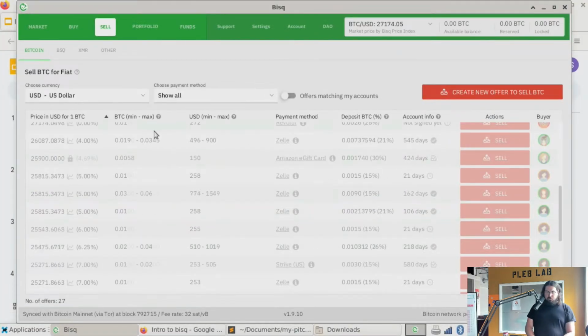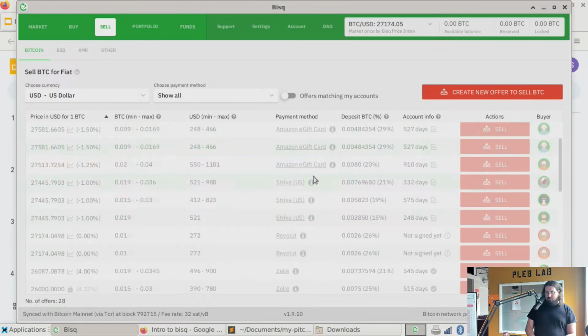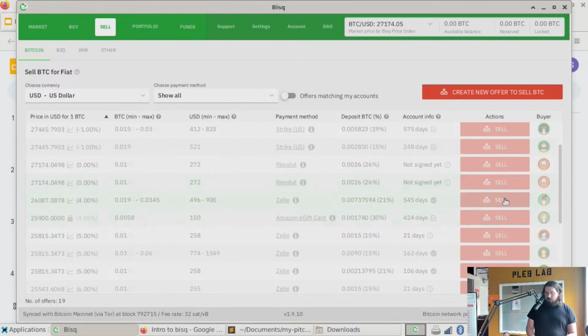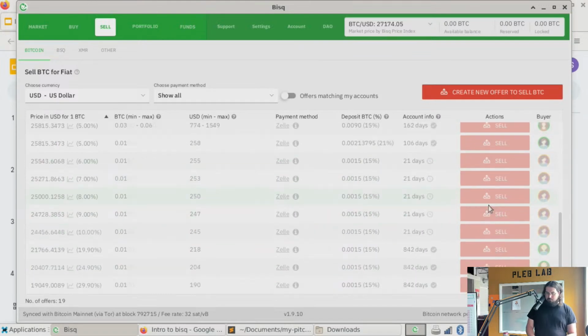But yeah, you can place orders on here. You can only select the ones where you have a payment method that matches theirs. So like this guy wants Strike. I would only be able to do this if I'd set up Strike in the app.